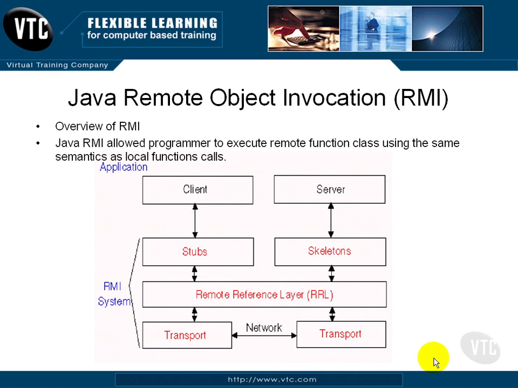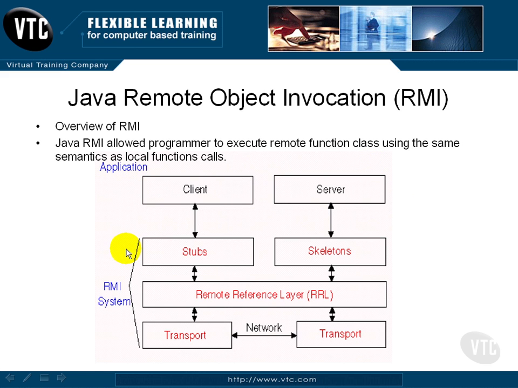The RMI implementation is essentially built from three abstraction layers: the stub or skeleton layer, the remote reference layer, and the transport layer. In this diagram, for illustration purposes, we also show the application layer, or our application code. As we can see here lies our application. Within our application is going to be the client or the server.